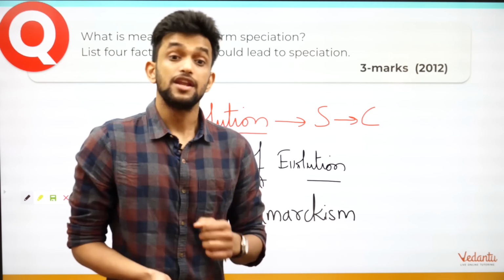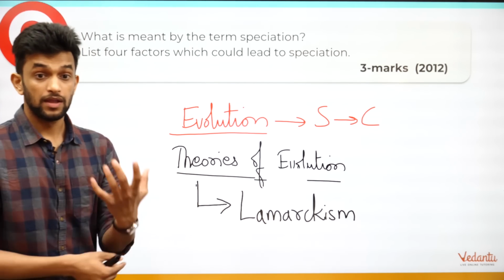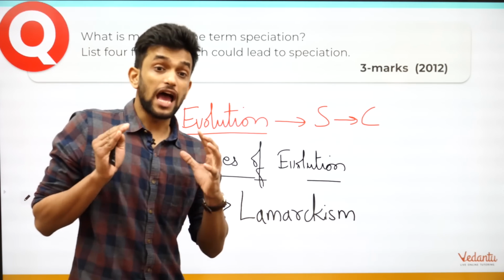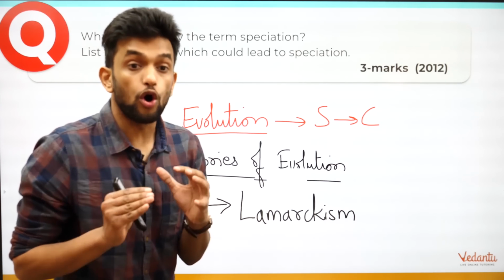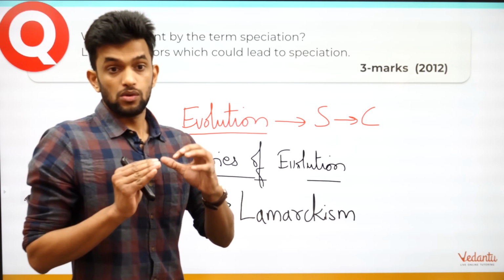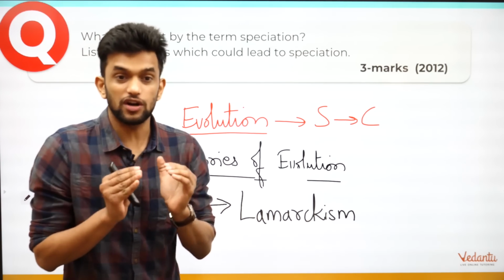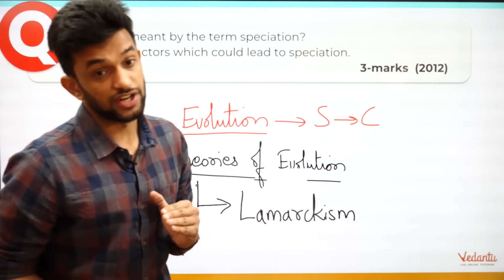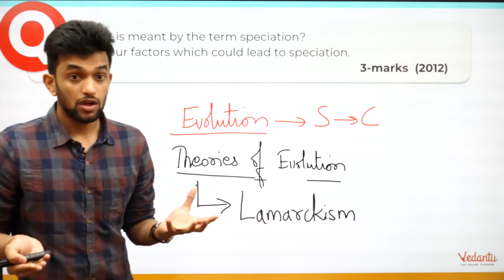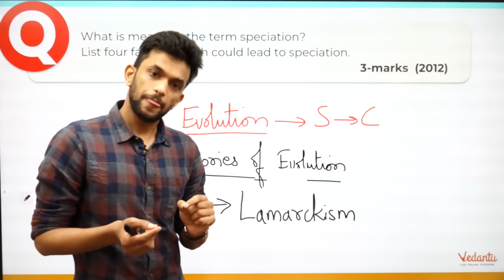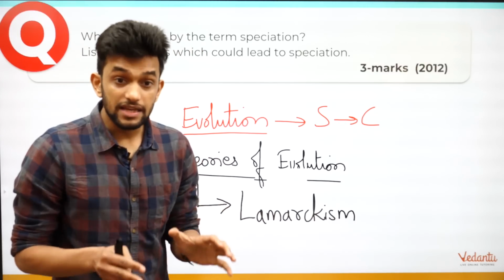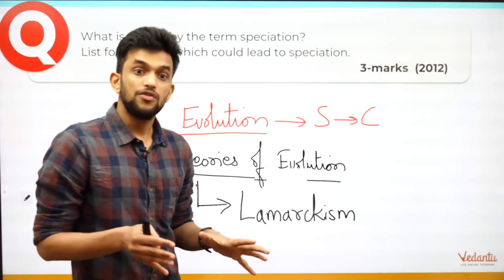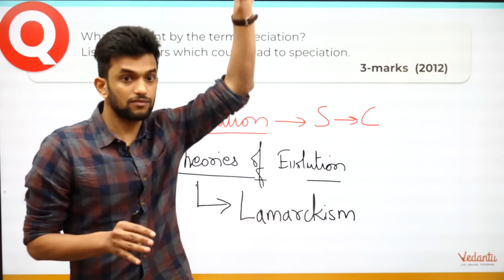Now what happened in Lamarckism? Lamarck was a scientist. What did he say? He said use and disuse of an organ or a trait leads to its passing on to the next generation. Now what did he mean by that? For example, I'll give you an example. He said deer. You know deer? Yeah, Barasingha and all.